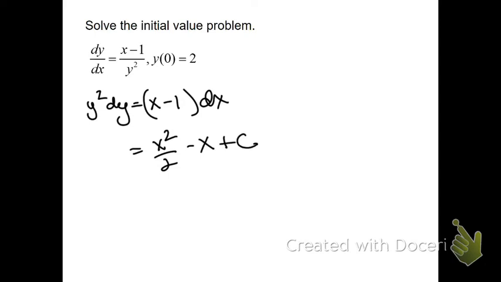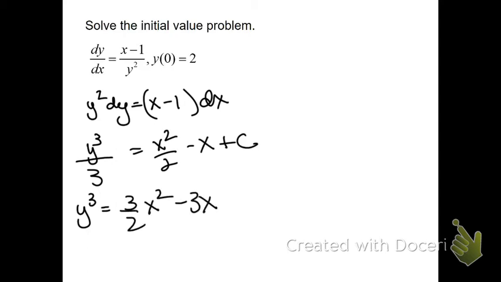Don't forget that plus c. It'll really get you on these. Okay, and on the left side, this would be y cubed over 3. All right, now get y by itself. Multiply everything by 3. And remember, 3 times c, still c. And then cube root it, and we get that y is equal to the cube root of all of that stuff.